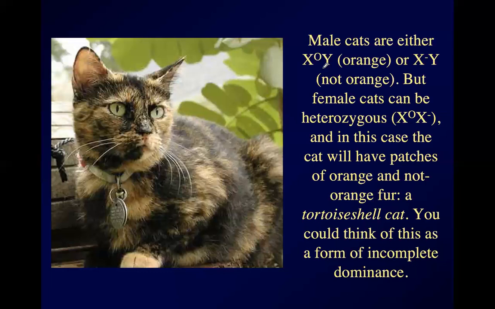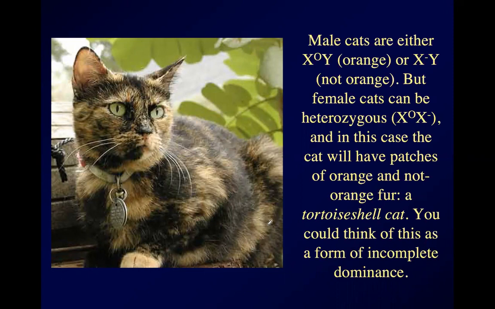For our purposes, you could think of this as a form of incomplete dominance. It's actually due to a really neat phenomenon called selective X inactivation that I just don't have time to get into. But for our purposes here, we can think of this as a case of incomplete dominance, where the orange allele does not completely cover up the presence of the not orange allele, and you end up with an orange and not orange spotty cat. And this pattern is called tortoiseshell.